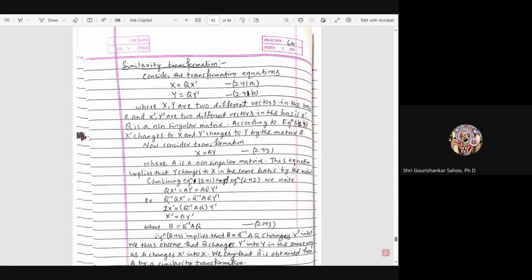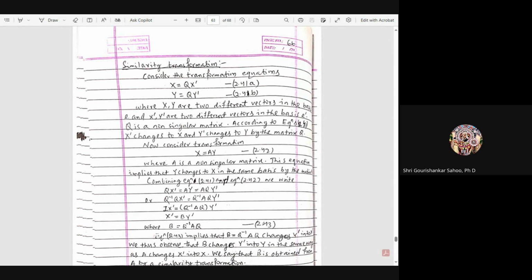Then similarity transformation. Consider the transformation equations capital X is equal to Qx dash and capital Y is equal to Qy dash, where X, Y are two different vectors in the basis E and x dash, y dash are two different vectors in the basis E dash. So your Q is a non-singular matrix. So your x dash changes to X and y dash changes to Y by the column matrix Q. So you have your X is equal to AY, where A is a non-singular matrix. This equation implies that Y changes to X in the same basis by the matrix A.